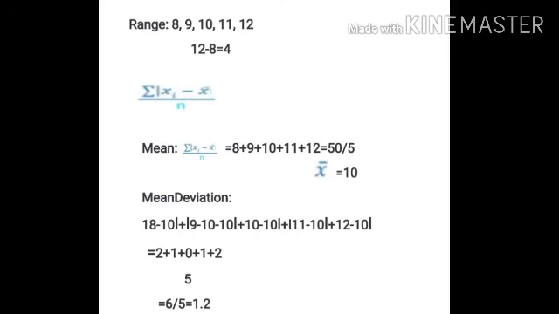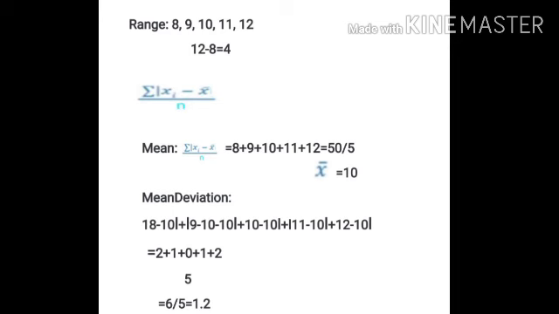We are going to find the mean of the data, which is the sum of all the data divided by the number of data. This is equal to 8 plus 9 plus 10 plus 11 plus 12. If we add this together, it is equal to 50 divided by 5, which equals 10. The mean x bar is equal to 10 for this distribution.